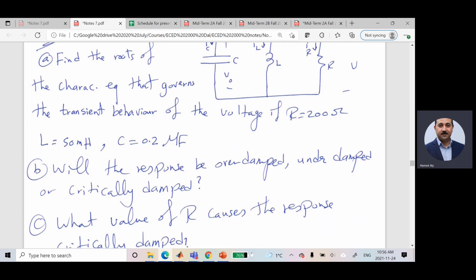Depending on alpha and omega, I will compare between them, and I can choose one of these three cases. Over-damped if what? Alpha squared is greater than omega squared. Under-damped if what? Omega squared is greater than alpha squared, and critically damped if both of them are equal.